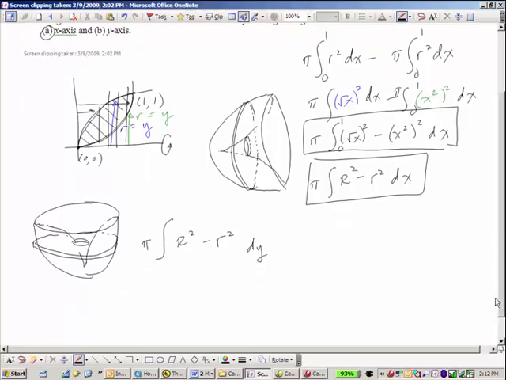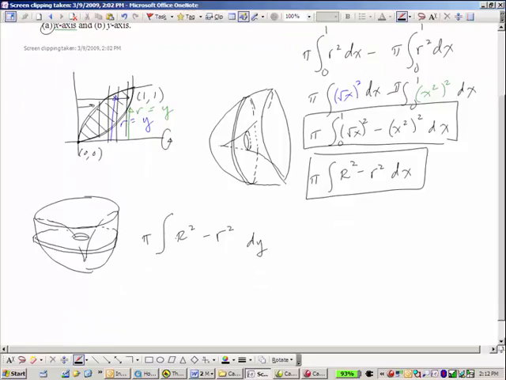The last thing I have to ask is, where am I stacking these? I'm stacking them along the y-axis, from where to where? From 0 to 1. So we just asked ourselves a set of preliminary questions, and we're already halfway there in terms of the setup. The setup is probably the most important piece. So, in this case, I have two r's.